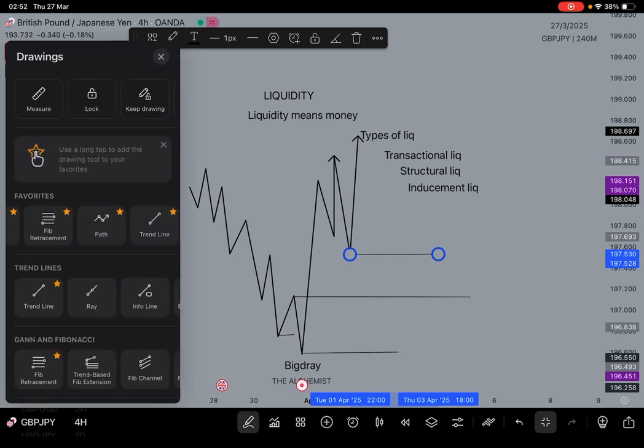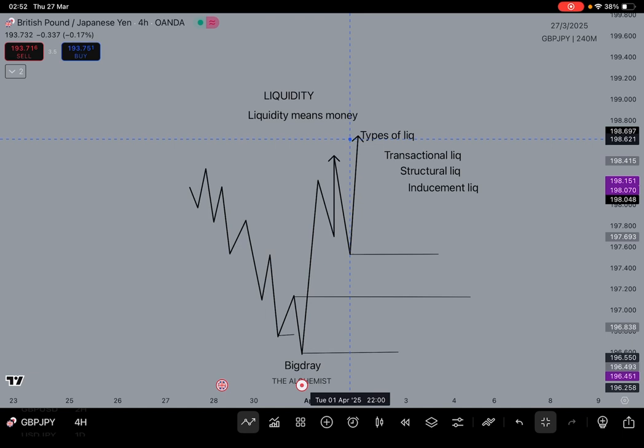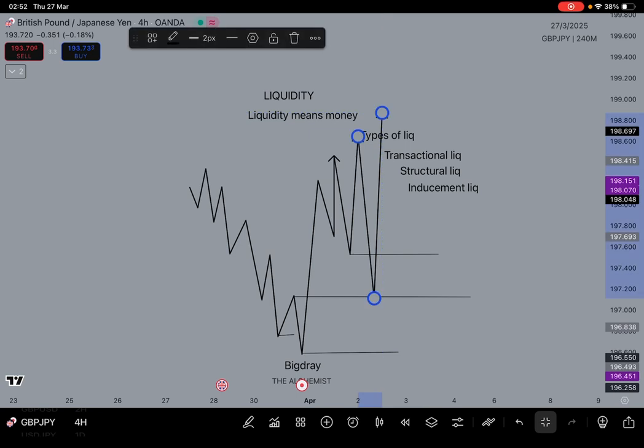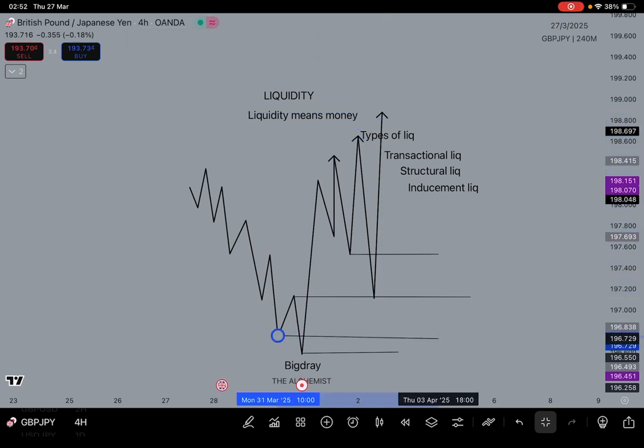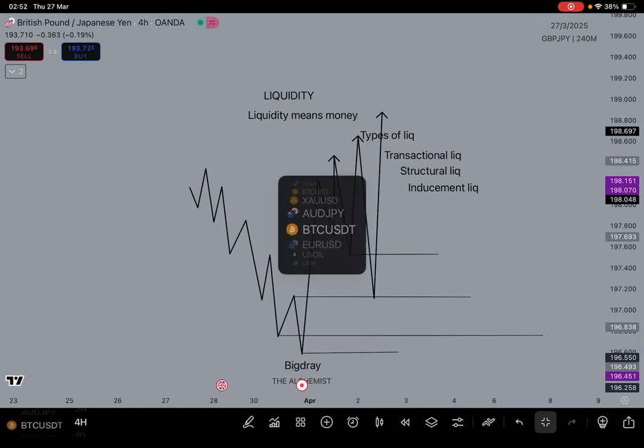Then you expect what to happen? You expect this to happen, and continue. You can see now it becomes a structural. You start targeting where? Targeting here. Let me show you on the normal chart. Let's go to that same US oil.